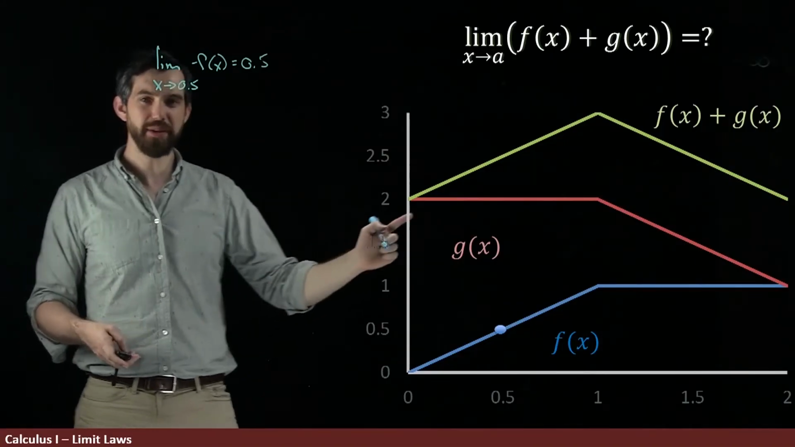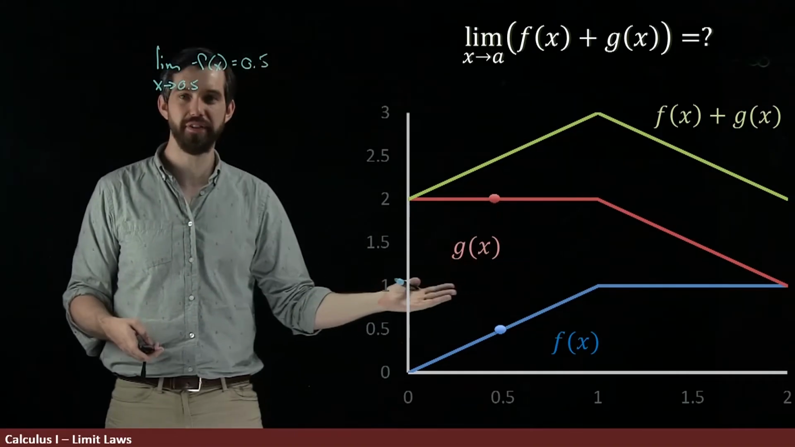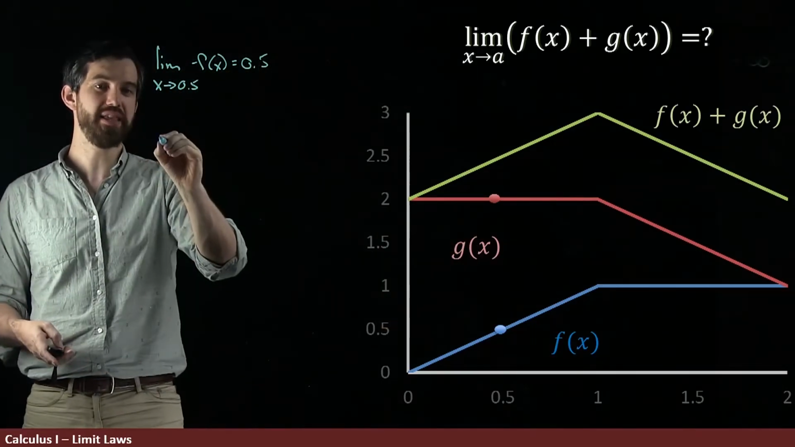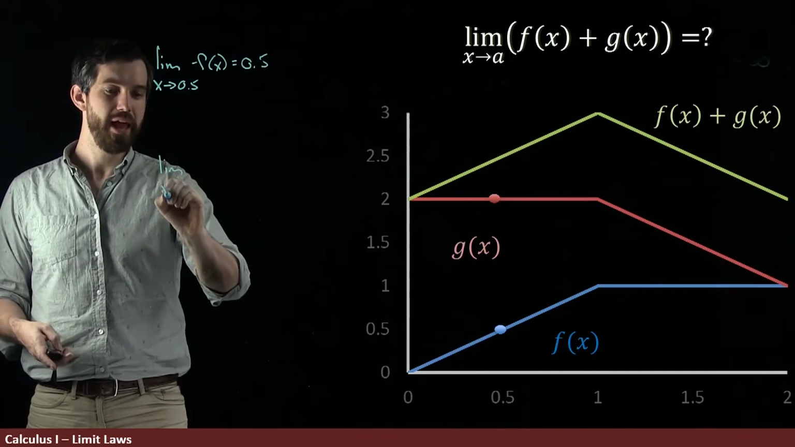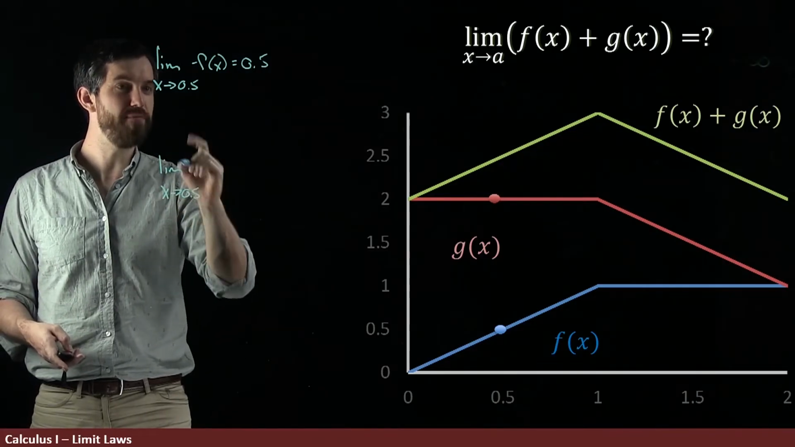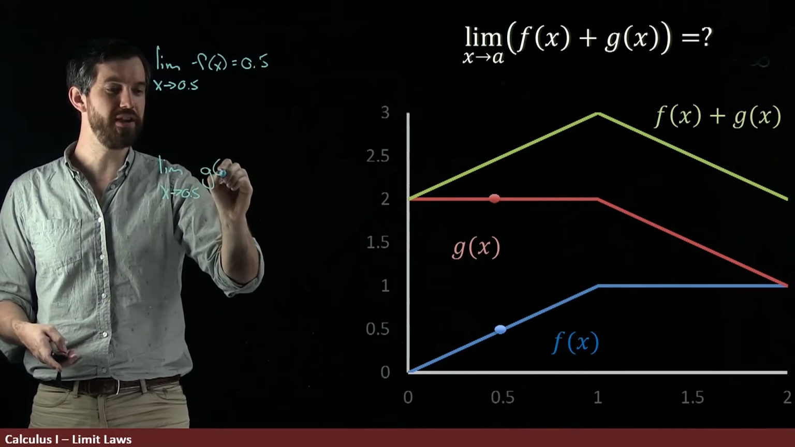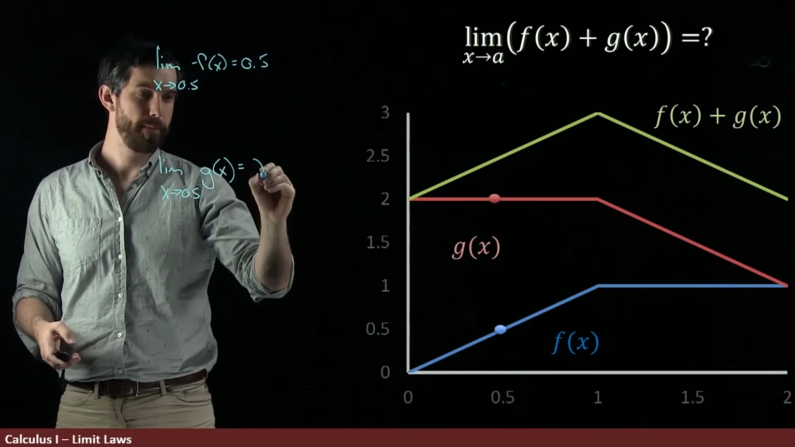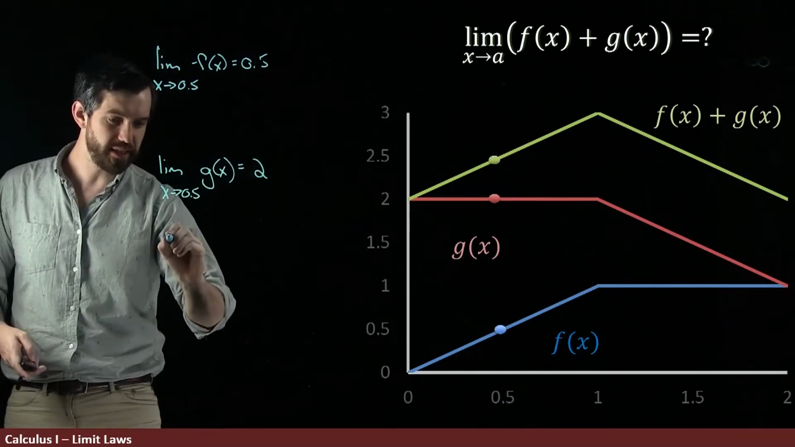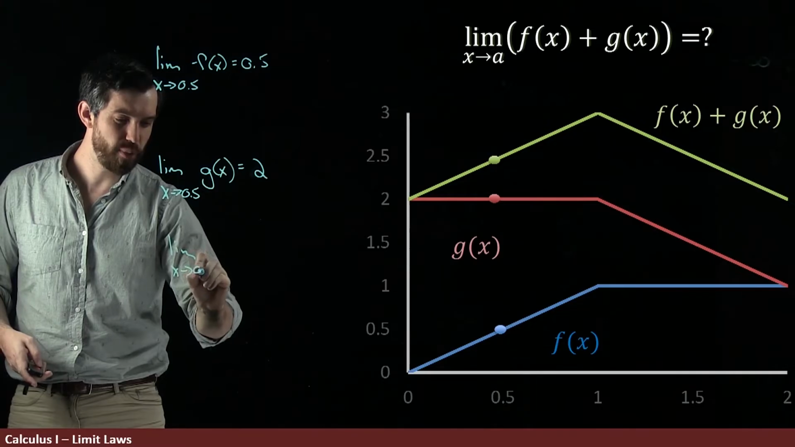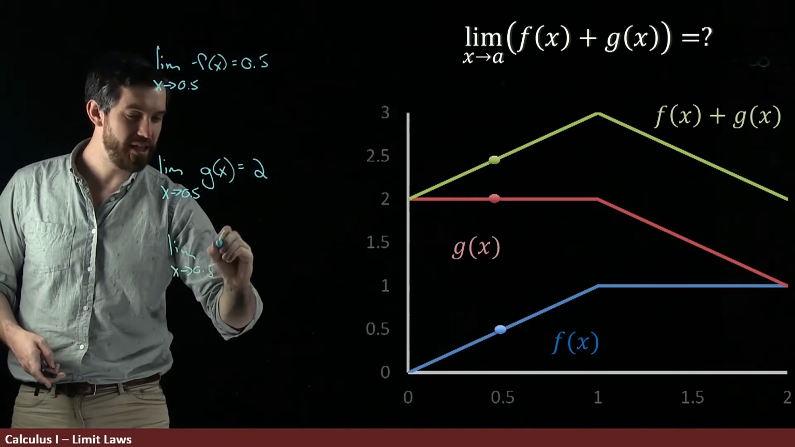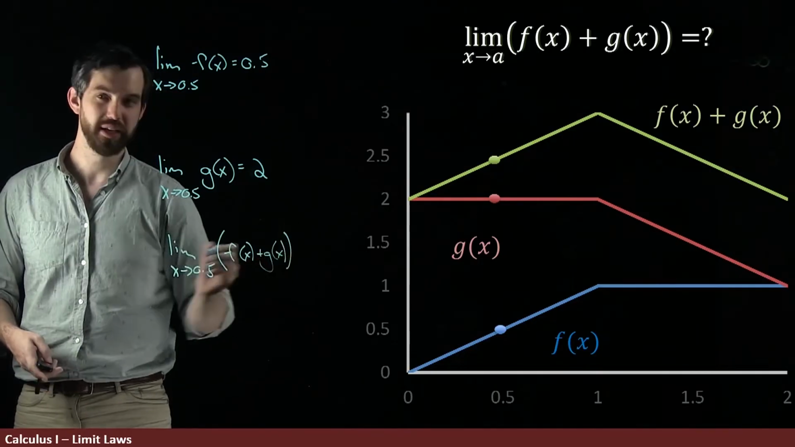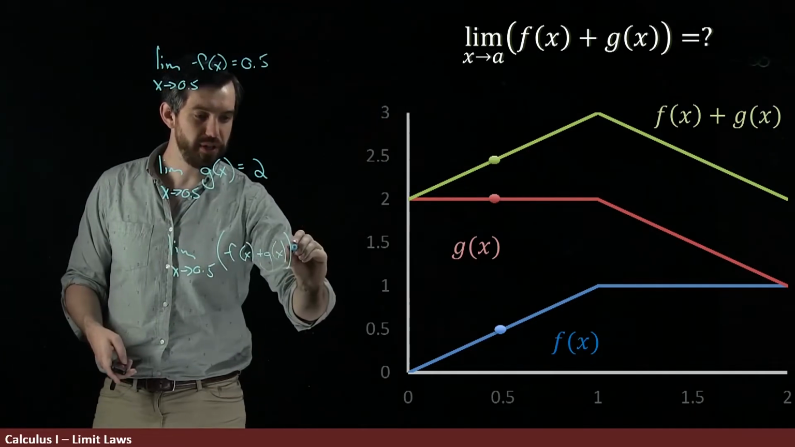Okay, so now let me do the same story, but I want to look at it for the g of x here. So g of x, it looks like it's got this height up here of 2. So I'm going to say that the limit as x goes to 0.5 of g of x is going to be equal to 2. And the limit as x goes to 0.5 of f of x plus g of x, the sum of those two functions, appears to be equal to 2.5.